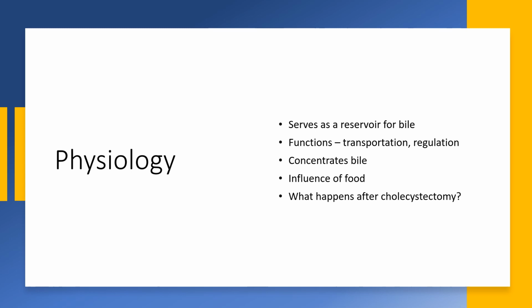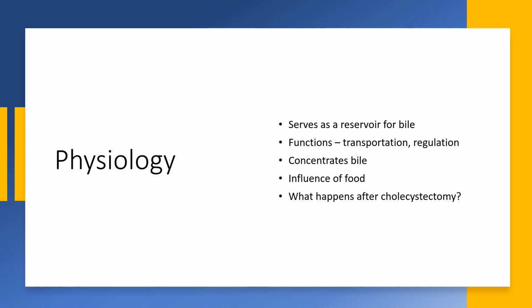So when we eat, that's when the gallbladder is going to contract, and it's going to dump bile into the duodenum to aid in the digestion, the emulsification of fats and the digestion of food. Now, you might be wondering what happens after cholecystectomy, after the removal of the gallbladder. The gallbladder is a reservoir, and it does help concentrate the bile. However, we can totally live without it.